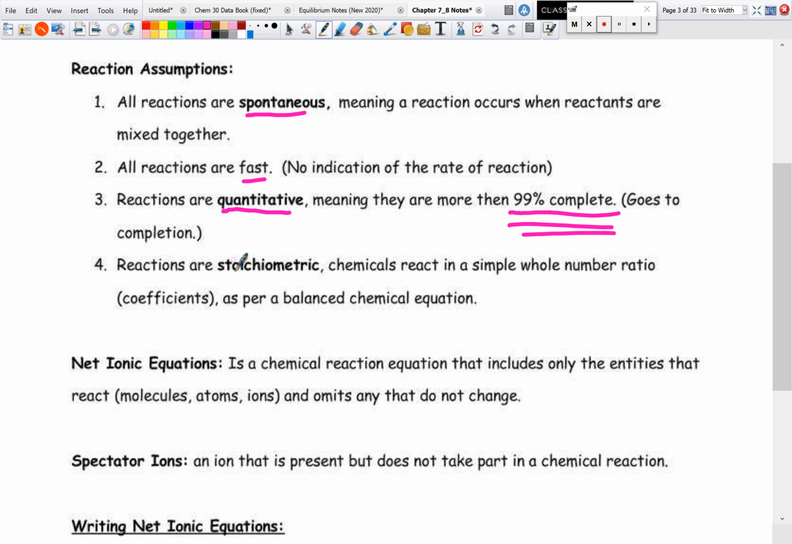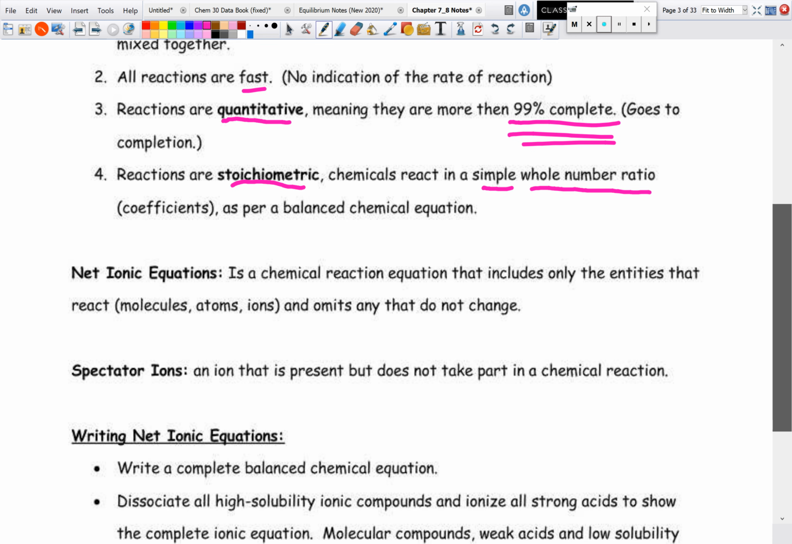And of course, the last assumption we're going to make is reactions are stoichiometric, and that is they react in their simple whole number ratios, or they react per their balanced chemical equation. Now, this is an assumption, but from a lot of chemical analysis, we know that this actually happens, especially the way we have our chemical equations written out.